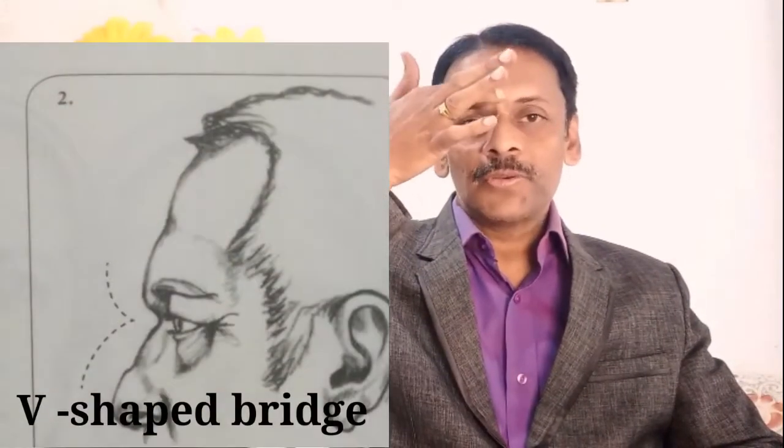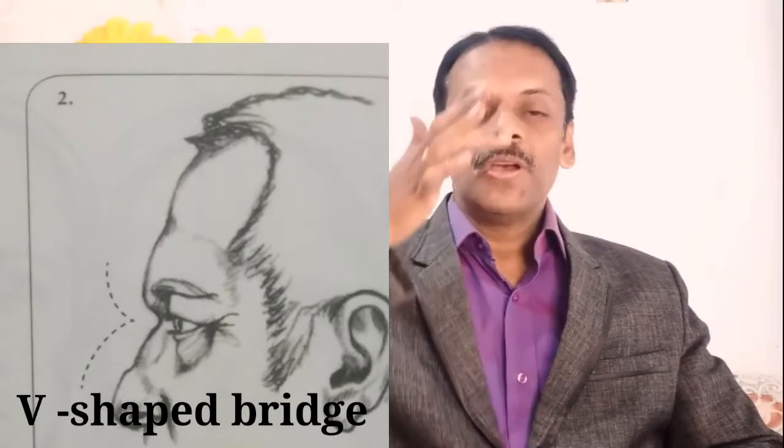Coming to the bridge. This is the bridge between the forehead and the nose. So this is called the bridge. This bridge in the syphilitic patient will be absent.